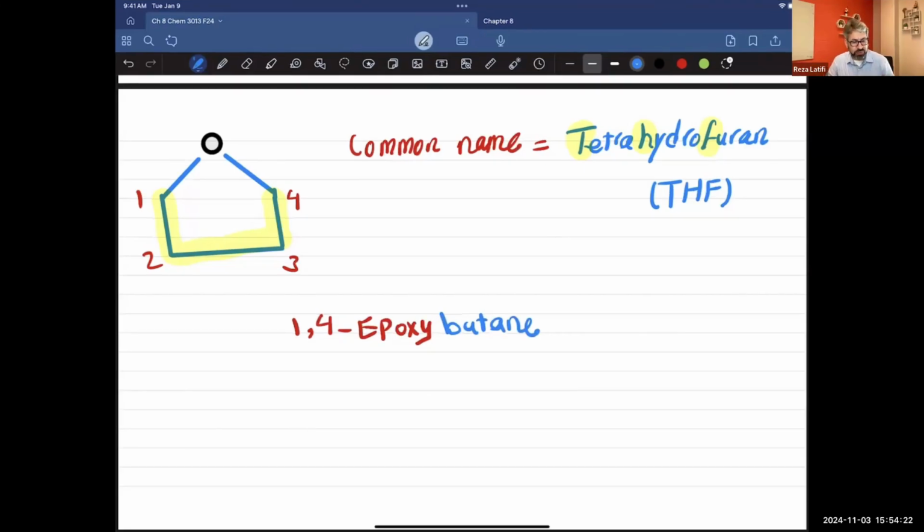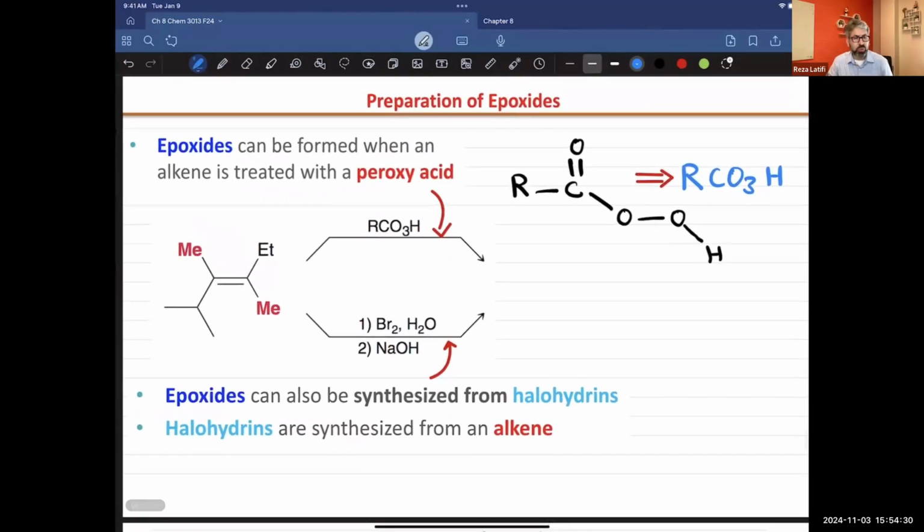Now that we have practiced enough examples about nomenclature, let's go after some chemical reactions and how to prepare them. One common method for preparing epoxide is using peroxy acid. A peroxy acid has a carbon attached to a carbonyl group, and it also has 2 oxygens attached to each other back to back. Whenever you have 2 oxygens attached to each other through a single bond, the correct term for it is peroxide. And it's acidic. Why acidic?